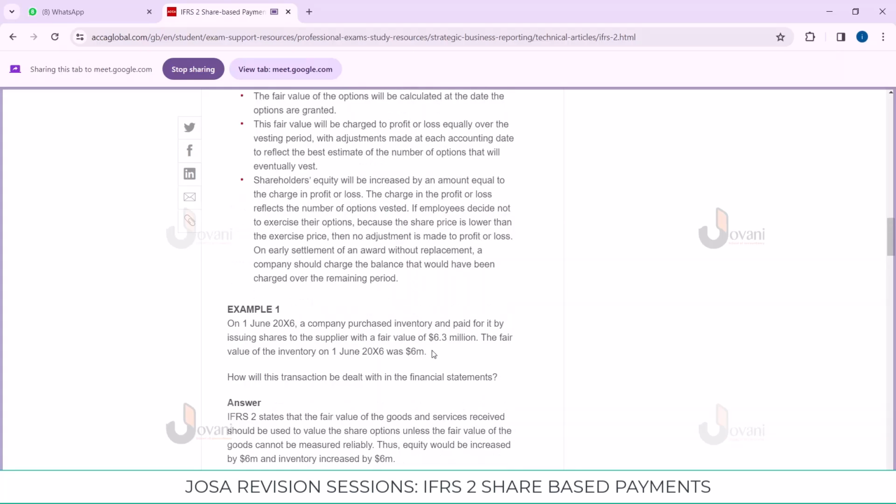How will this transaction be dealt with in the financial statements? This supplier was lucky to receive shares worth 6.3 million. But the fair value of the goods is 6 million. So they are asking you, how should they treat this transaction? Who can try?